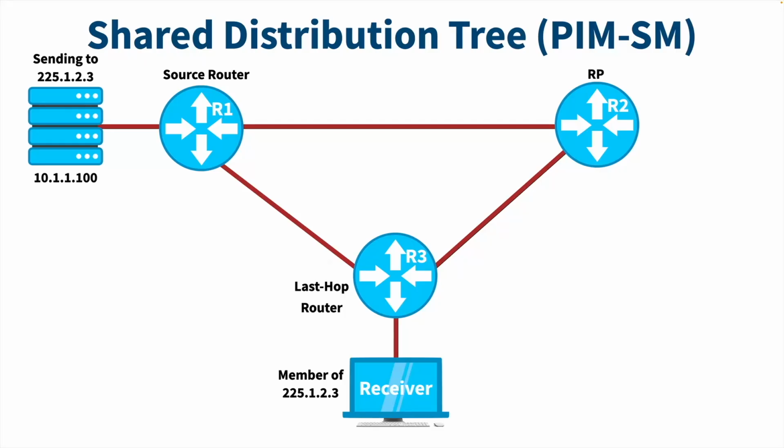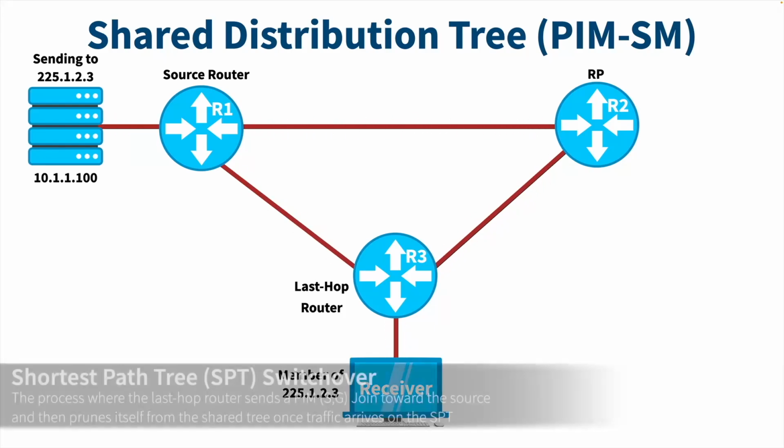So R3 is going to send its own *G join message. It now knows the source. It learned it from that first multicast packet it received. It knows what group it wants to join. And now it's adding this branch to the distribution tree from R1 to R3. Now when the multicast source sends traffic out to R1, R1 is going to go down to R3 and out to the receiver, an optimal path.